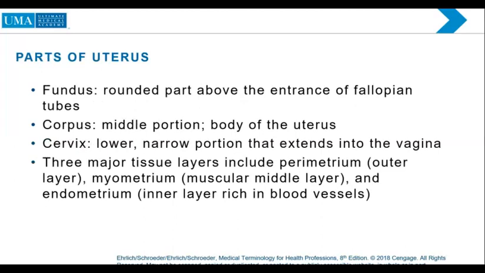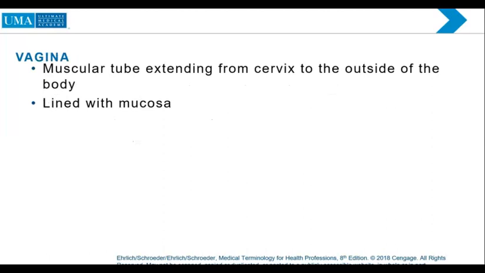Your parts of your uterus, you have a fundus, which is the rounded part above the entrance of the fallopian tube. And then you have the corpus, which is the middle portion, body of the uterus. And then the cervix, which is the lower narrow portion that extends into the vagina. And then you have three major tissue layers, which include the perimetrium, which is the outer layer, the myometrium, which is the muscular middle layer, and then the endometrium, which is the inner layer rich in blood vessels.